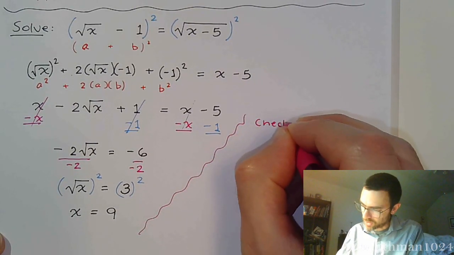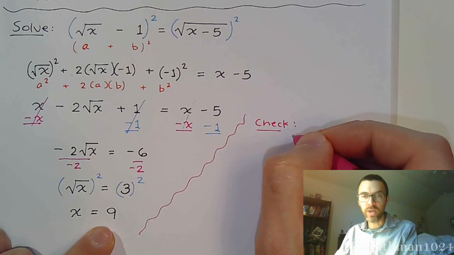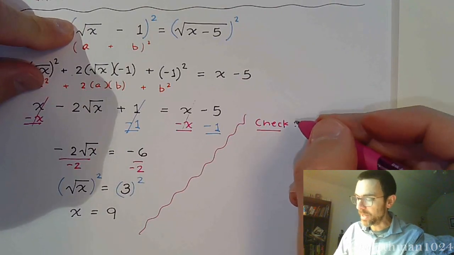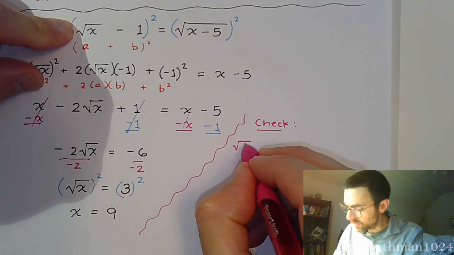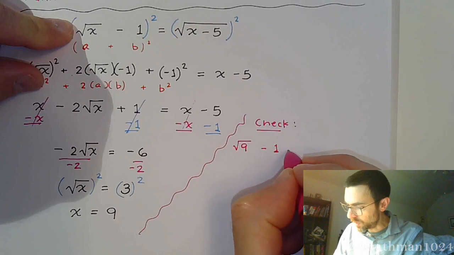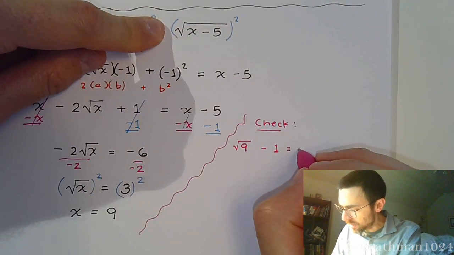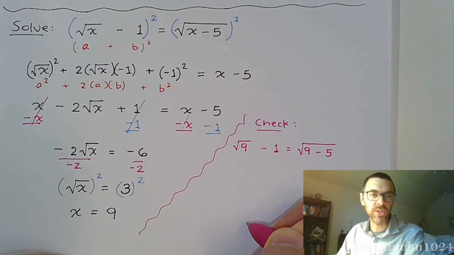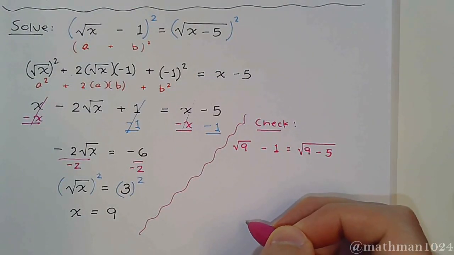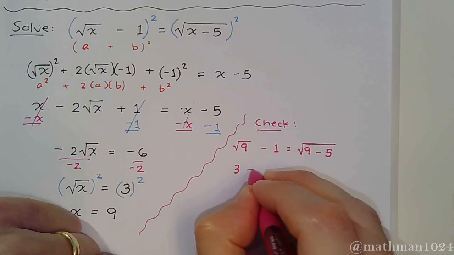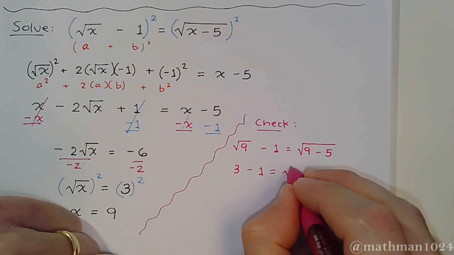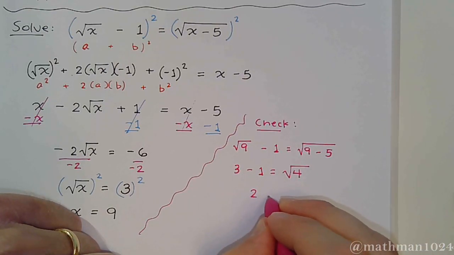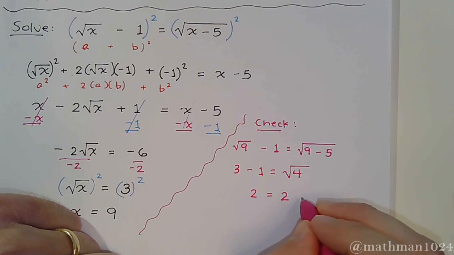Alright, so off to the side we're going to check to make sure that x equals 9 does work. Now remember, when you check this, you check it in the original equation. So all the way back up here, I want to see, does the square root of 9 minus 1 equal the square root of the quantity 9 minus 5? Okay, replace the x's with 9. Let's check it out. The square root of 9 is 3. On the right side, we get the square root of 9 minus 5, which is 4. 3 minus 1 is 2. And the square root of 4 is also 2.